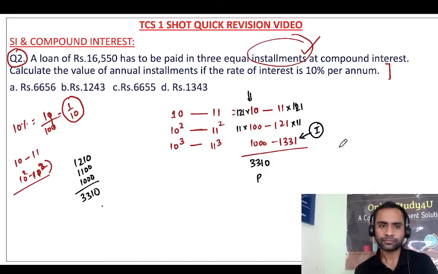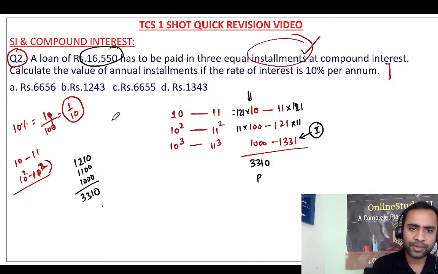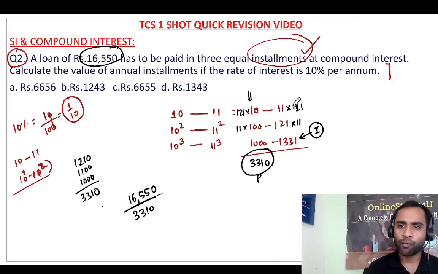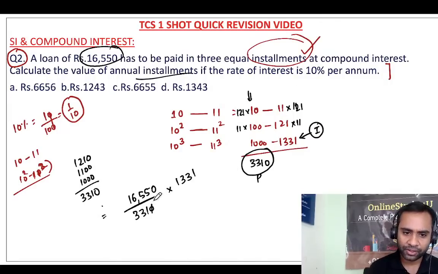Okay, fine. Now, in the question, what has been given? They have given this much amount you have taken. So now, how many units do we have? It is equal to 3310 units. What are they asking? They're asking for the annual installment, multiplied by the installment. Now, clear?